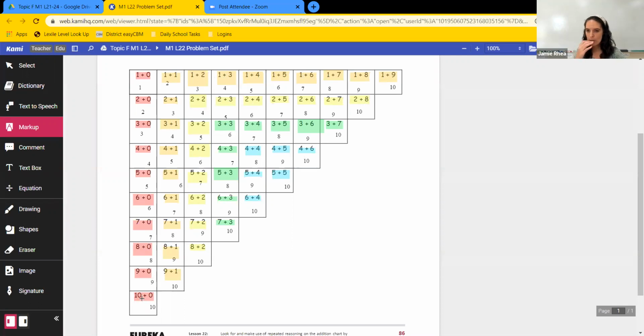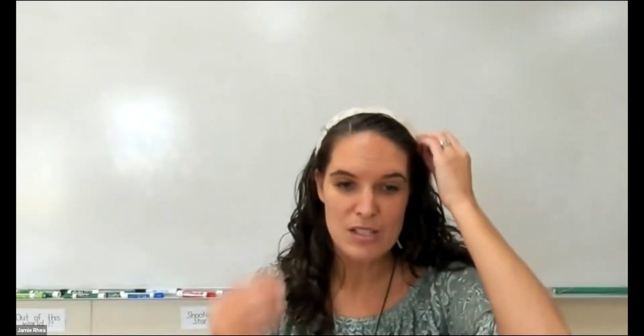Now, remember, we looked for patterns, and I'm seeing lots of patterns. I'm seeing that my patterns are going across and down. They're going up by 1 every time I go across, and they're going up by 1 every time I go down. So we can find patterns in our math. It helps us to solve these things. So I'm going to stop sharing for a minute. When you guys are starting to solve these things, you can look for patterns to help you solve things.